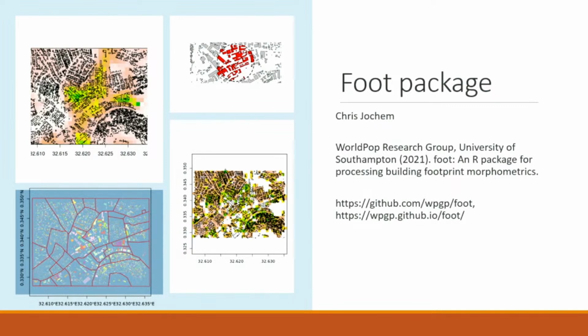So you can see this is a lot of information, morphological information that can be linked with people and the spatial distribution of people.